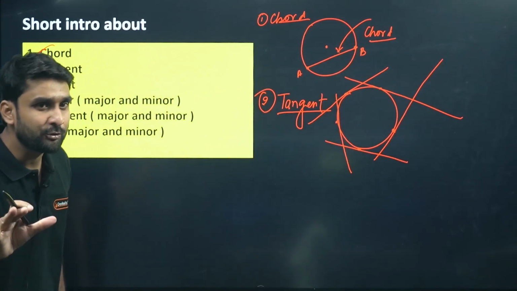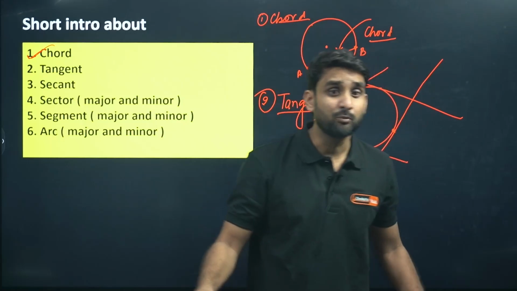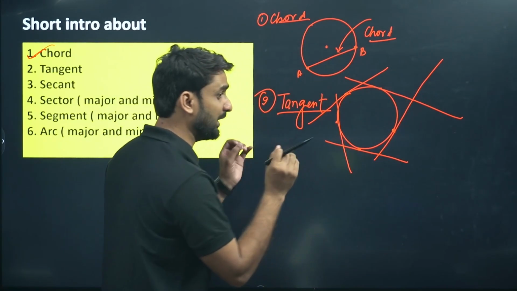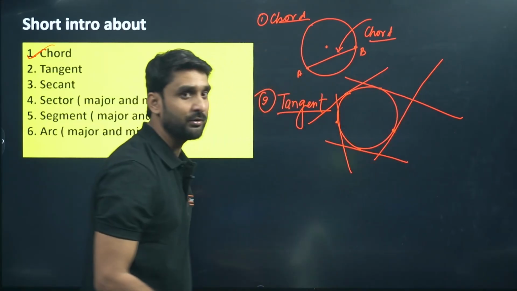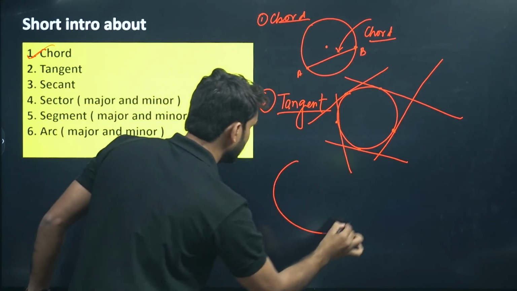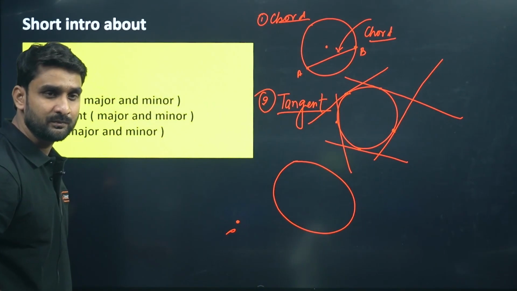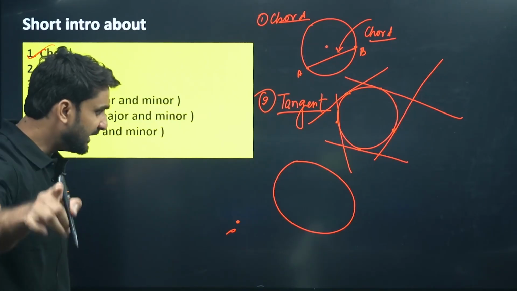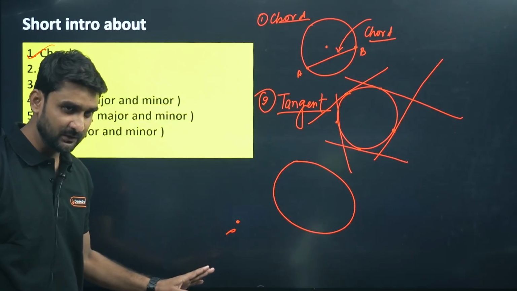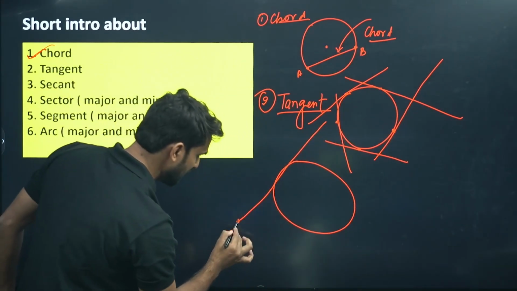So how many tangents can be drawn to a circle? If the point from where you are drawing the tangent is not fixed, infinite tangents can be drawn. But if I am giving you a point, the point is fixed. Let's say the point P is fixed here, and I say draw the tangent to this circle. So how many tangents can be drawn? Only 2 tangents. One you can draw here and the other you can draw here.